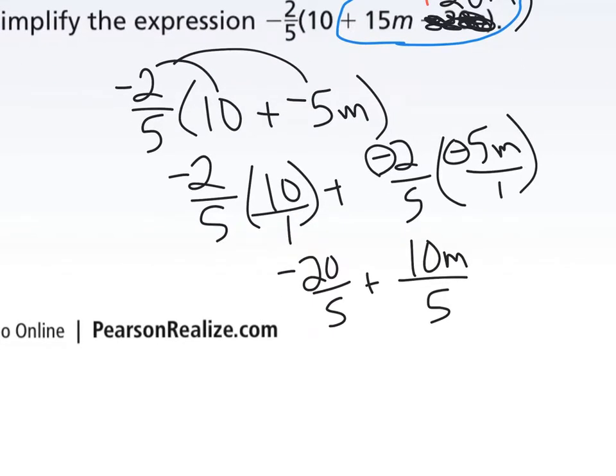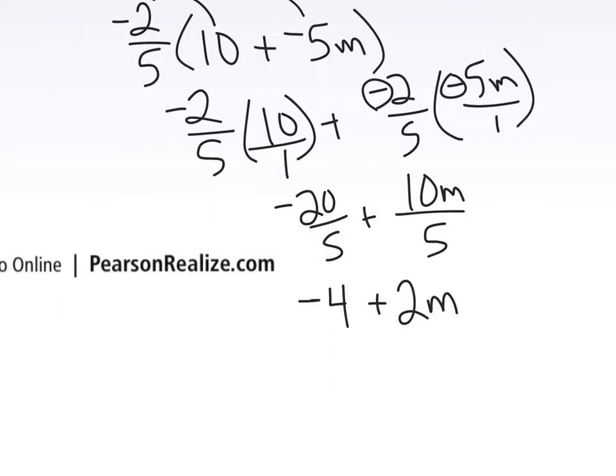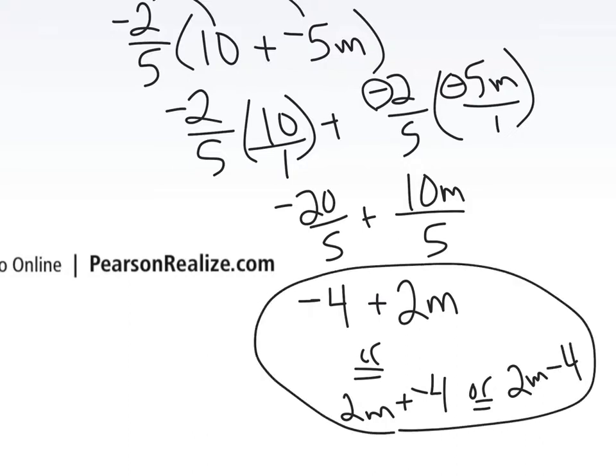And then always the last thing is we're going to see if we can reduce that or not. So negative 20 divided by 5 would be negative 4. And then 10m divided by 5 would be 2m. So we've got negative 4 plus 2m, or if you want to rearrange that, you could say 2m plus negative 4, or 2m minus 4 would also be the same. Those are not like terms at that point, so we cannot combine those, so that would be our final answer.